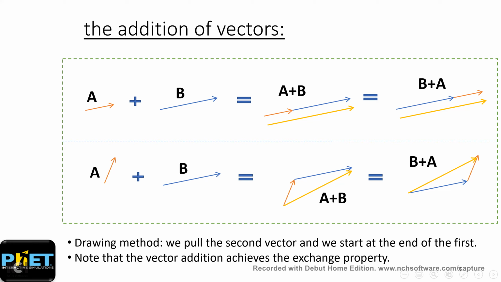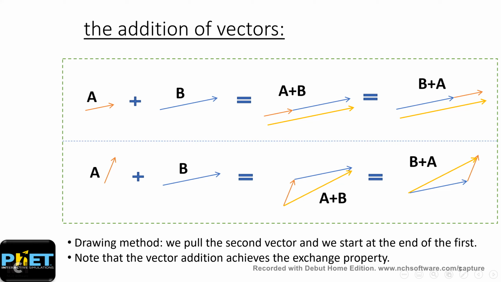If we have two vectors with the same direction and the same length, then we can say that they are equal to each other. By seeing that A plus B is equal to B plus A, we can note that the vector addition achieves the exchange property. This is the drawing method for addition of vectors. We put the second vector at the end of the first one, tail to head.